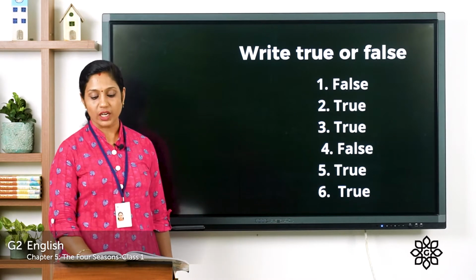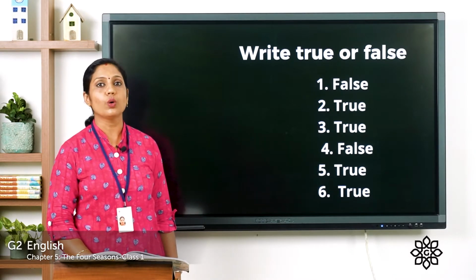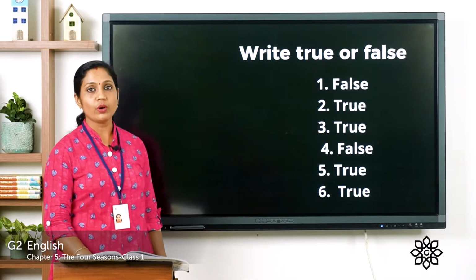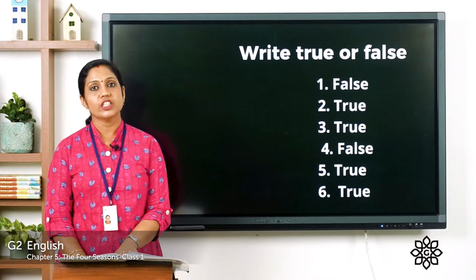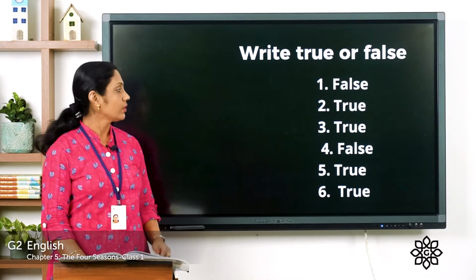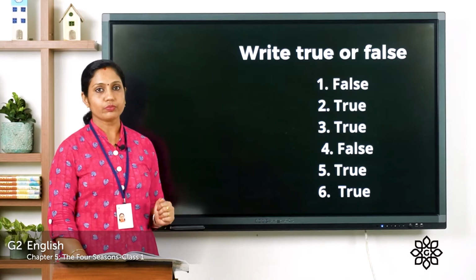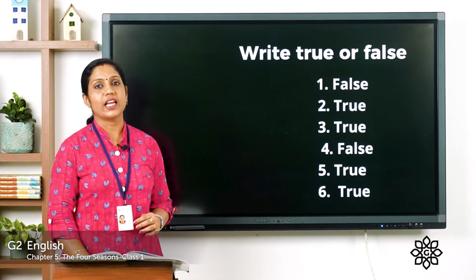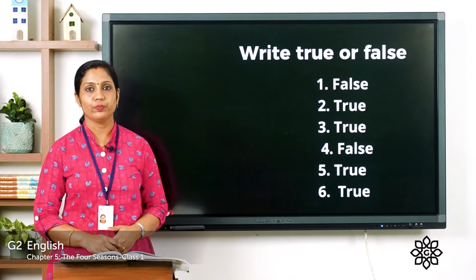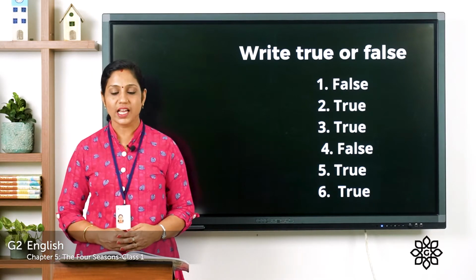Fourth, summer felt winter was not cold enough. 4, it is false. 5, winter and summer did not like each other. So that sentence is true. And the last one, the seasons became friends again. That is true. Now let's move on to our next exercise.